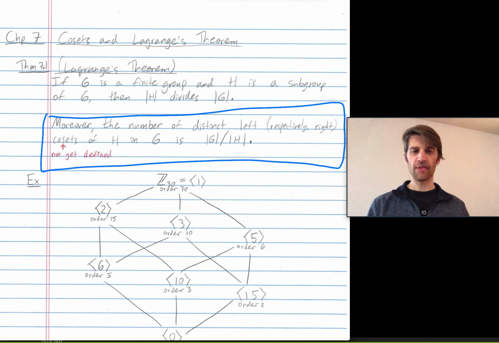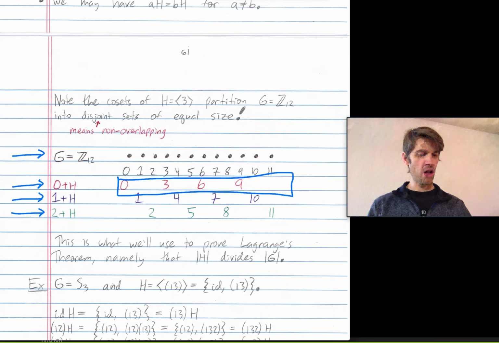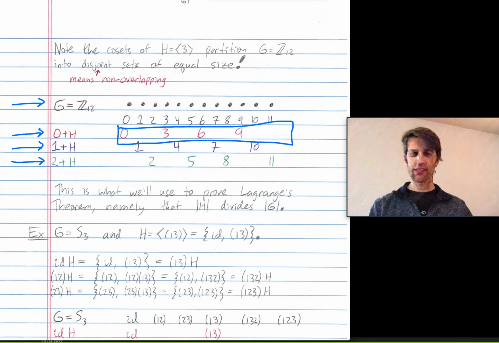Once again, why is the size of G divided by the size of H equal to the number of cosets? Well, we'll show that the cosets are disjoint and they all have the same size, and together their union is the entire group. So therefore, the group is split up into pieces. Here the pieces all have size 4, and the number of pieces will be the number of cosets.